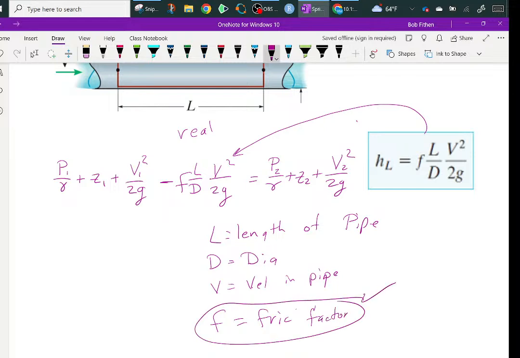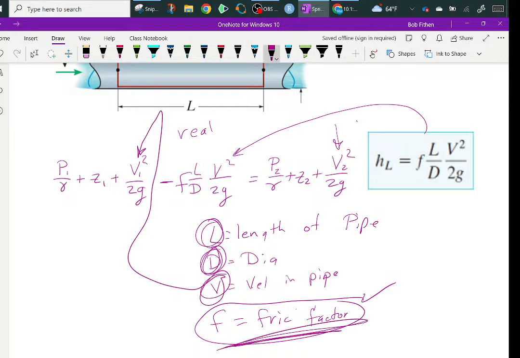And that's the key. How do you find that? Because I can look at the pipe and tell you how long it is. I can tell you this. I can find that because that's the same thing that is in this case. So how do you find the friction factor? Because if you can find that, you can solve the problem.